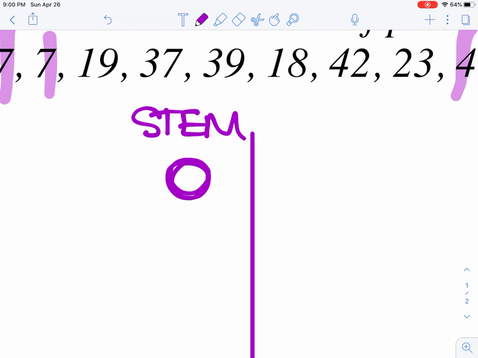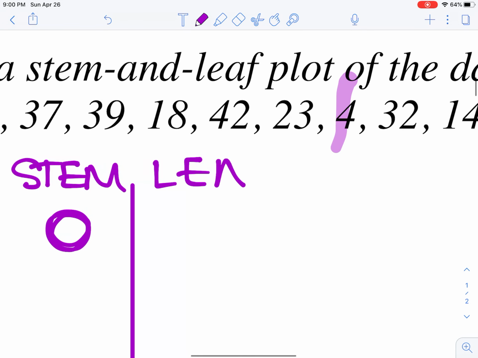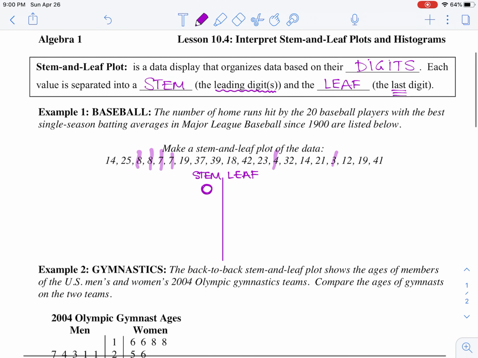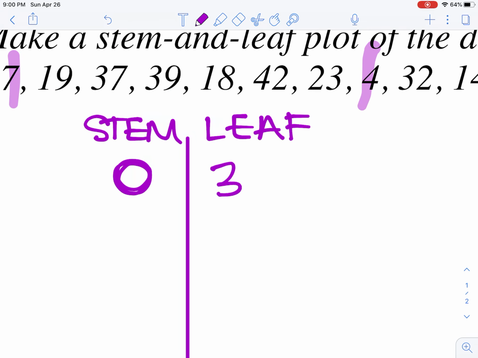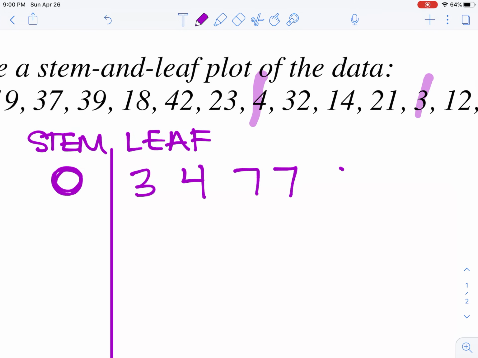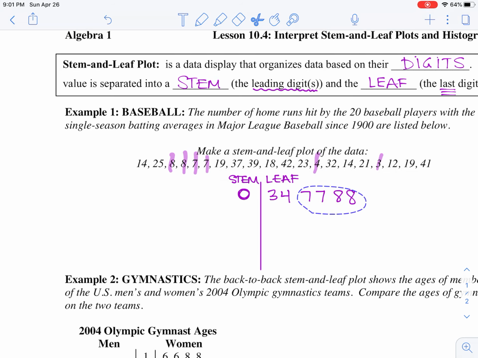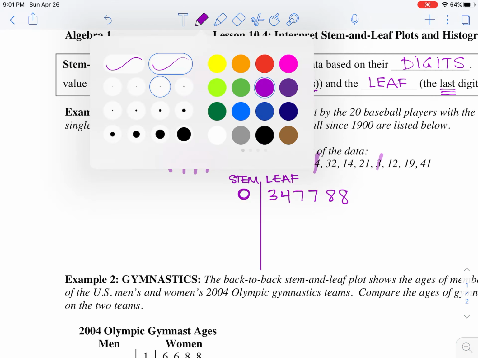So the first leading digit for that row is technically a 0. Then on the leaf side, we write the values in our data that have 0 as their tens digit. And I'm going to go smallest to greatest. So that would be a 3, then a 4, then 2 7s, and 2 8s. And that is the first row of my stem and leaf plot. And there's no need to put commas in between these numbers on the right-hand side, because the leaf is only 1 digit, so we know that each one of those represents a different data value. All right, so let's look at the next part of our stem.